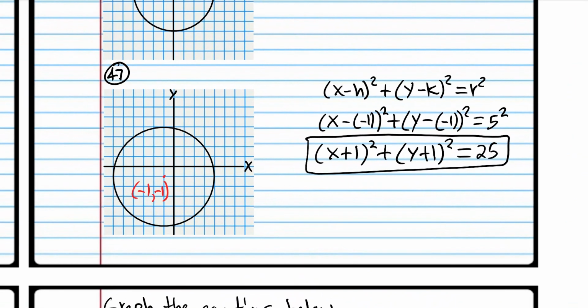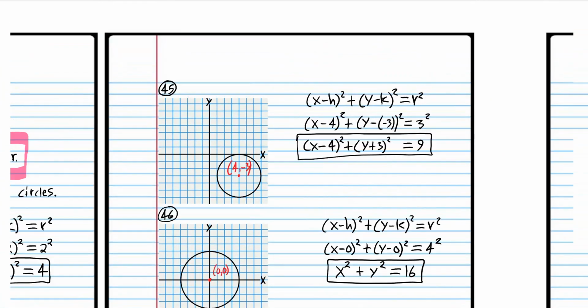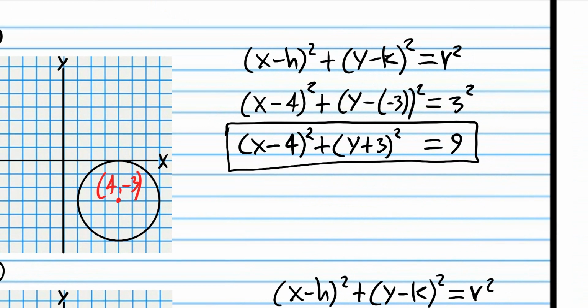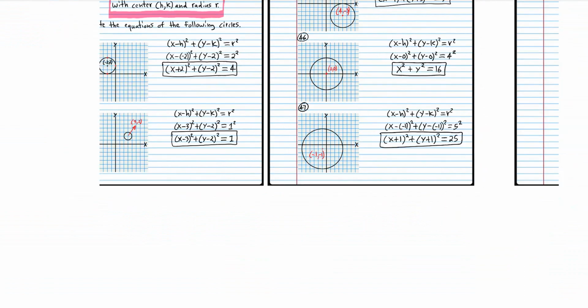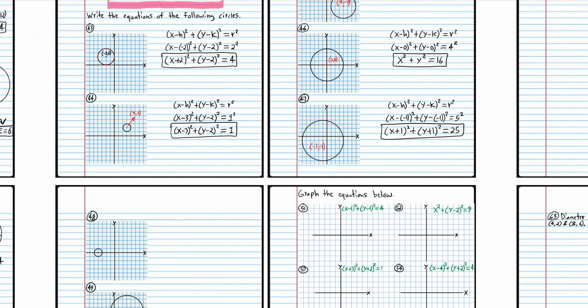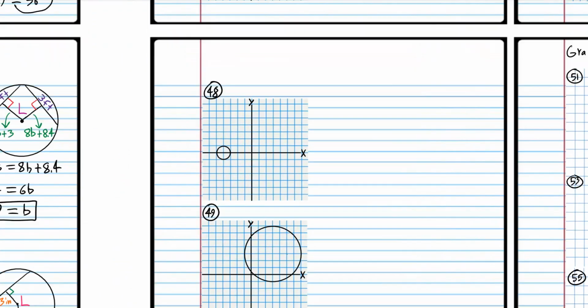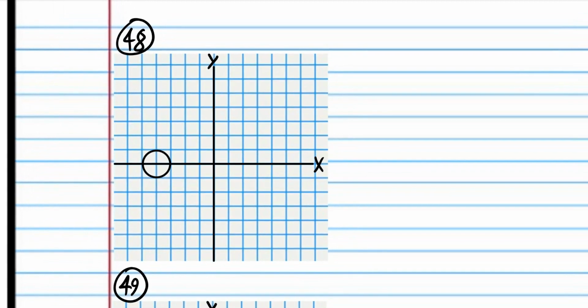Again, notice that if you have -1 and -1, two negatives, they become positives in this equation. On the other hand, if you have positives, like 4, it becomes a negative. So that's a good thing to note. All right, try number 48, and when you come back, we'll do it together.